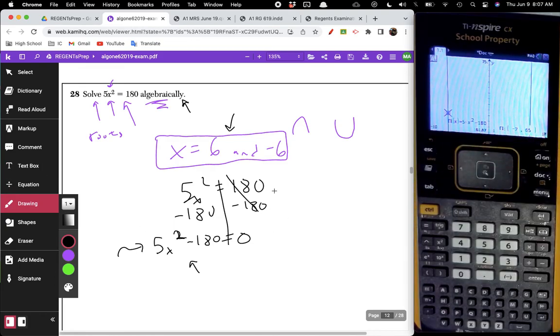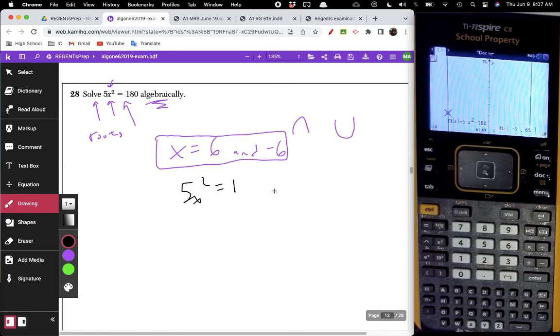But let's do it the real proper way, right? So I'm going to clear this out a little bit. And I'll leave the 6 and negative 6, but let's start over here. All right. So I'm going to draw my line here. We've got 5x squared equals 180. Now, I need to get x alone. That's what I need to do when I'm solving. And to get x alone, I've got 5x and then squared. The 5 and the squared I've got to get rid of eventually.